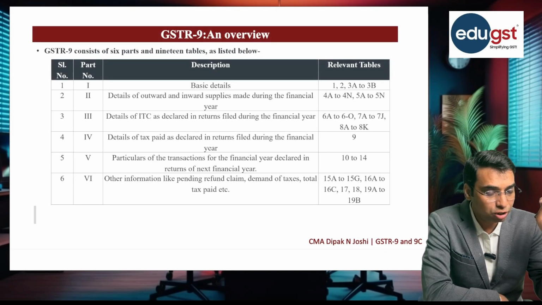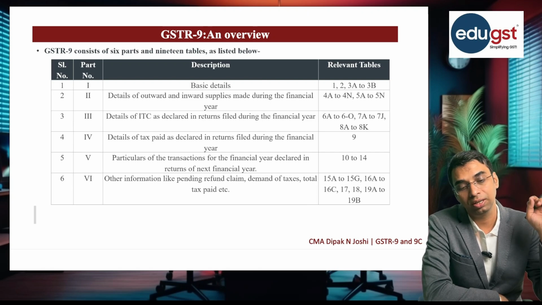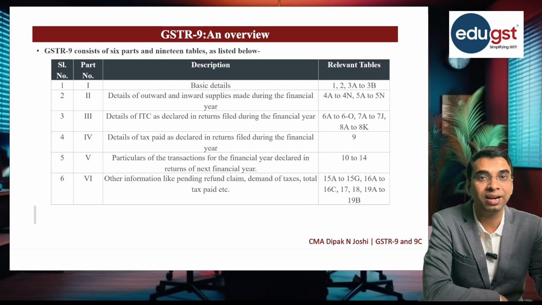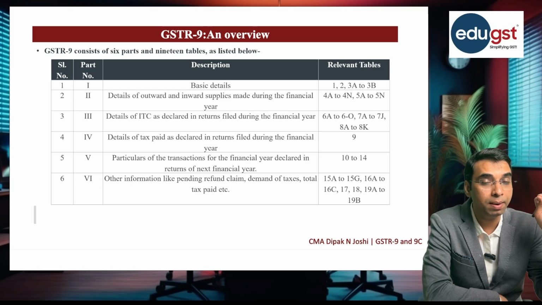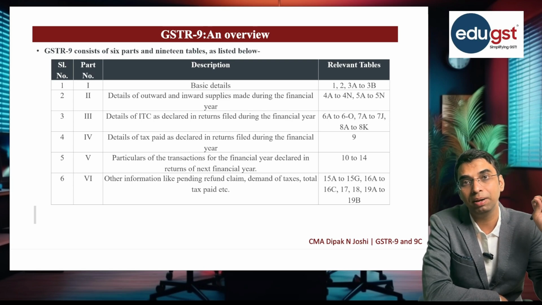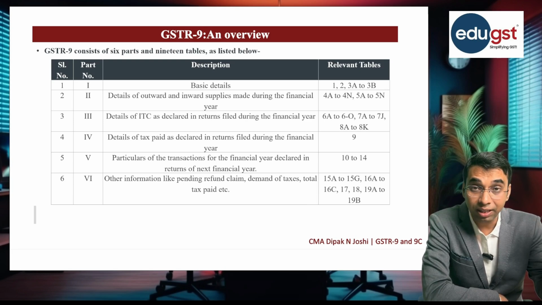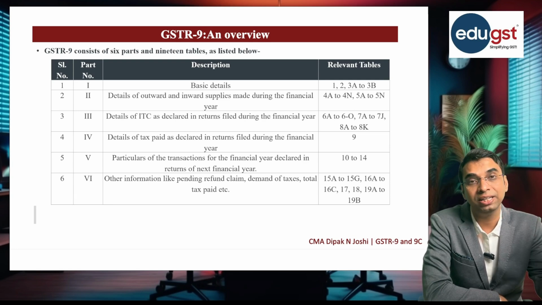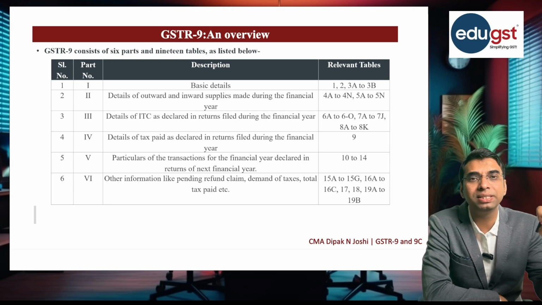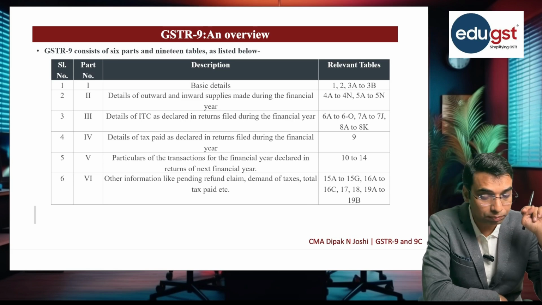Part 2 of GSTR-9 is details of outward and inward supplies made during the financial year, which covers table number 4 and table number 5. Part 3 is about details of ITC declared in returns filed during the financial year, covering table number 6, table number 7, and table number 8.